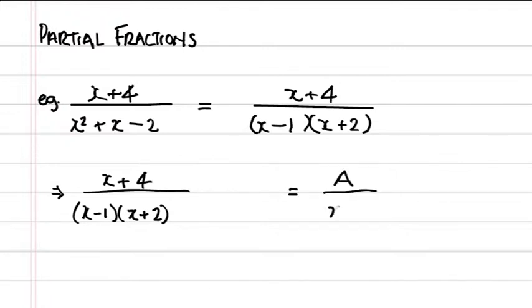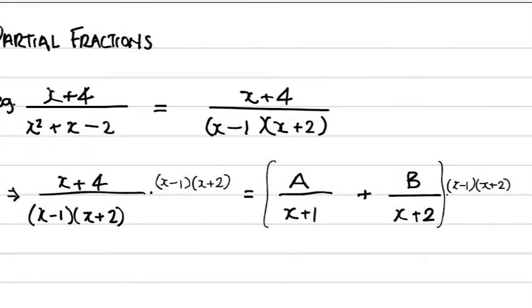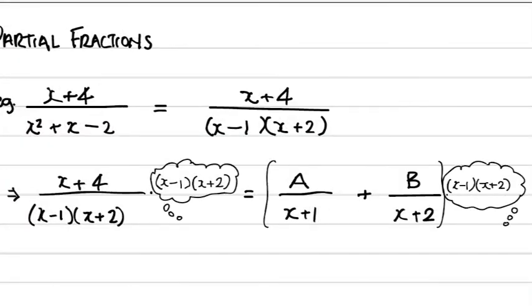two partial fractions. So I'm going to write it as a over x minus 1 and b over x plus 2. So these are equivalent statements. x plus 4 over x minus 1 times x plus 2 equals a over x minus 1 plus b over x plus 2. We need to think to ourselves now that we are going to multiply both sides by the common denominator. And the common denominator in this case is x minus 1 times x plus 2.